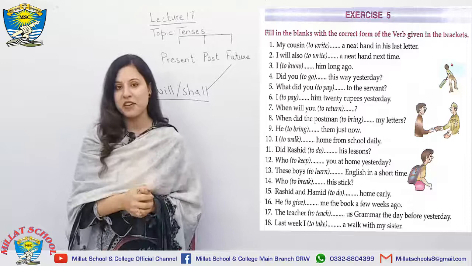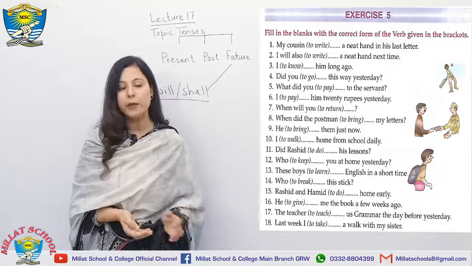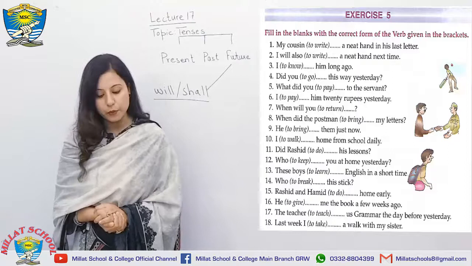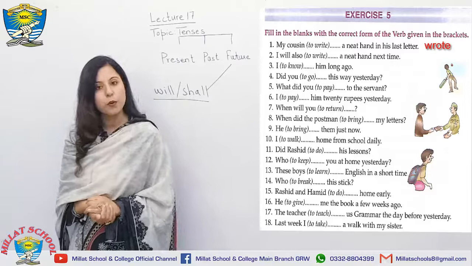Page number 89 is again about a few forms of the verb according to the tenses, and I hope that you are able to do so, but I shall help you in this regard by completing a few of the sentences. Like number 1, my cousin, to write is your verb, and my cousin dash a neat hand in his last letter. This is about the last letter, which tells us about the past tense. So we will use the form of the verb here, wrote.